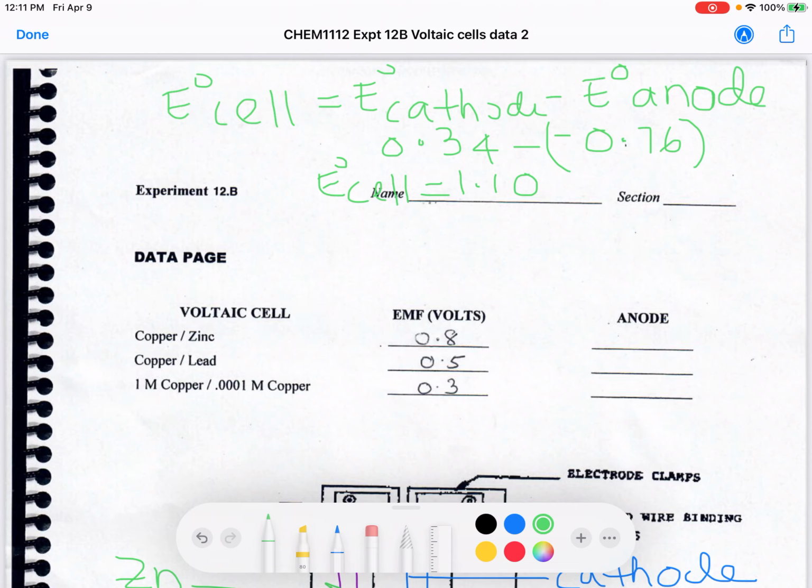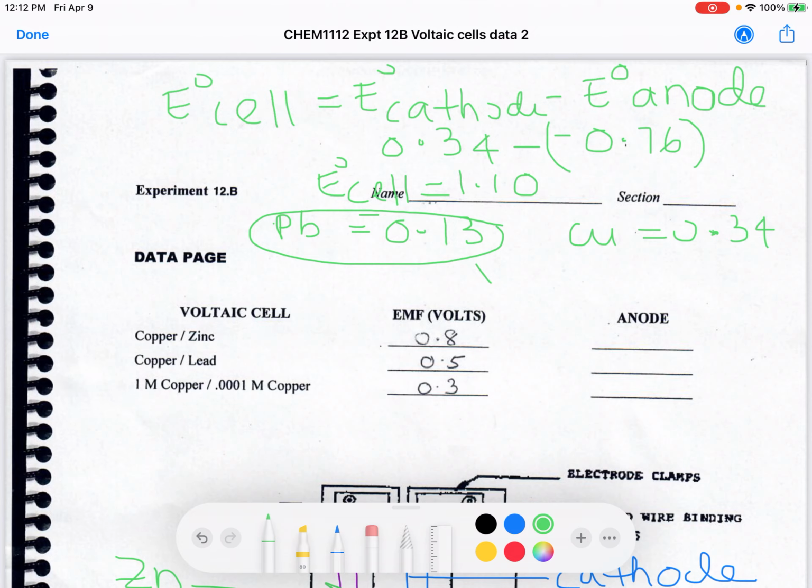Similarly, you can do it for the copper lead, and then the value for the lead, Pb, is negative 0.13, that is the E naught value. And again, between lead, negative 0.13, and copper, positive 0.34, which one is going to be your anode? Again, your anode is going to be lead because it's the more negative value, and then the copper is going to be your cathode. Okay, and that's how you're going to find that out.